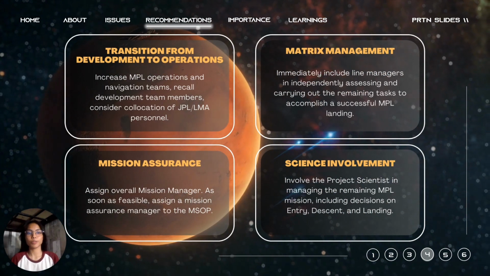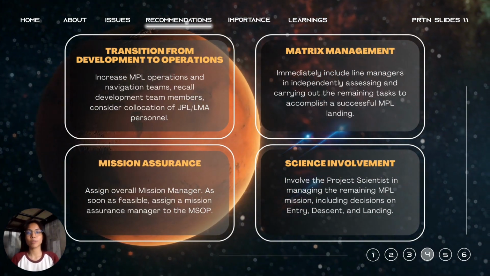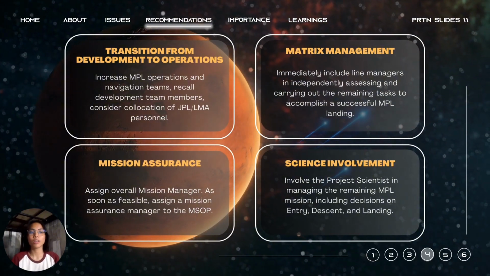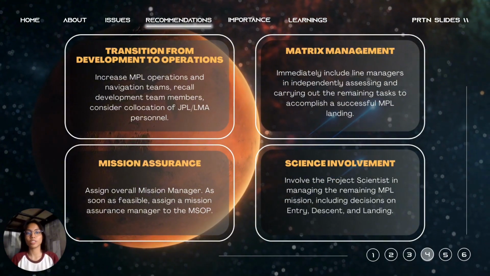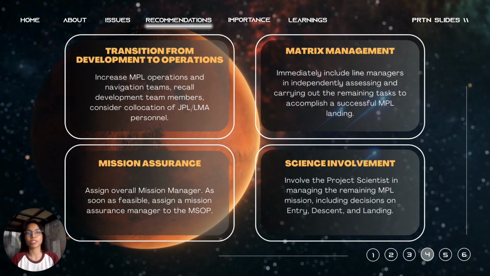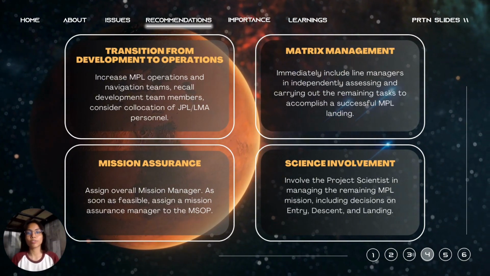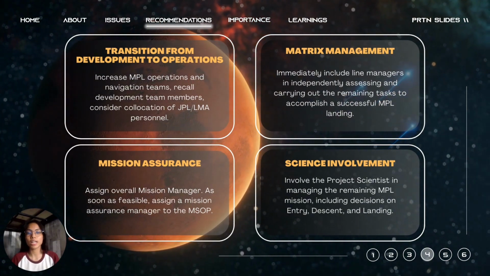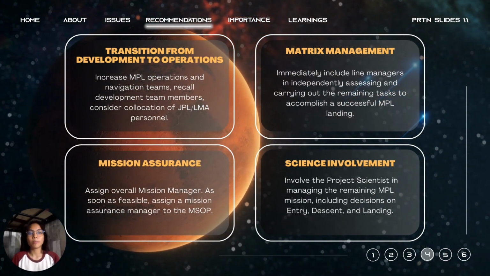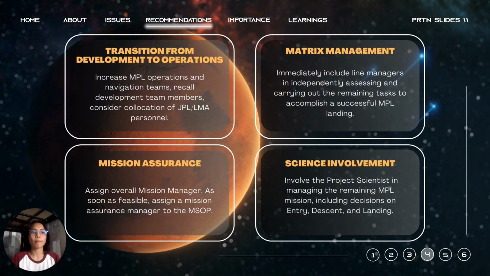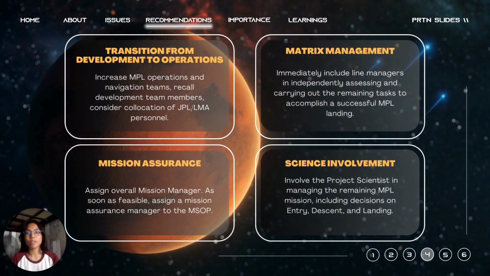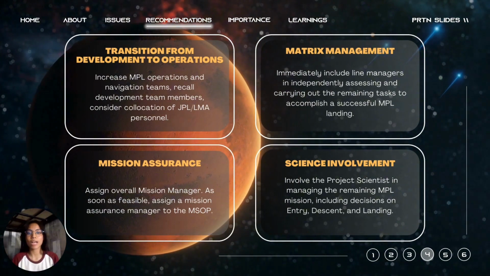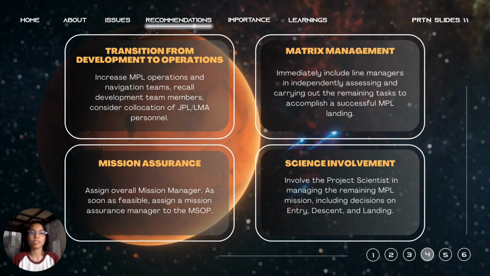From development to operations. Increase MPL operation and navigation teams. Recall development team members. Consider co-location of JPL and LMA personnel, and review the handoff from JPL operations navigation to the LMA EDL team. Matrix management. Immediately include line managers in independently assessing and carrying out the remaining tasks to accomplish a successful MPL landing.